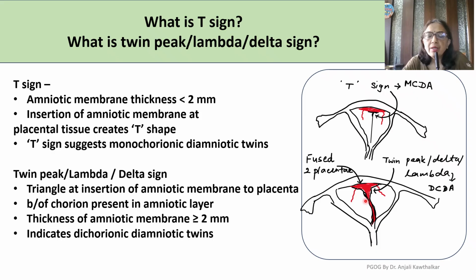If triangular placental tissue is seen entering into the two amniotic layers, then it is suggestive of a dichorionic diamniotic pregnancy. I hope it is clear to you that the T sign is suggestive of monochorionic pregnancy. Delta, lambda or twin peak sign is suggestive of a dichorionic diamniotic pregnancy. In both of these situations, there are two amniotic sacs. It is a diamniotic pregnancy. The only difference is whether it is monochorionic with a T sign, or dichorionic with a twin peak, delta or lambda positive sign.